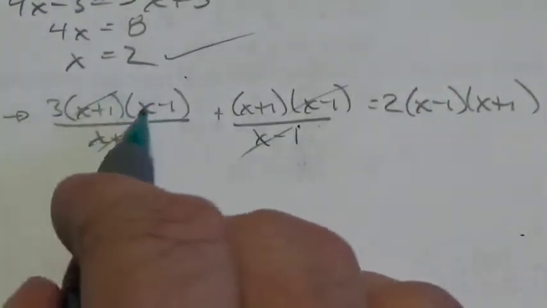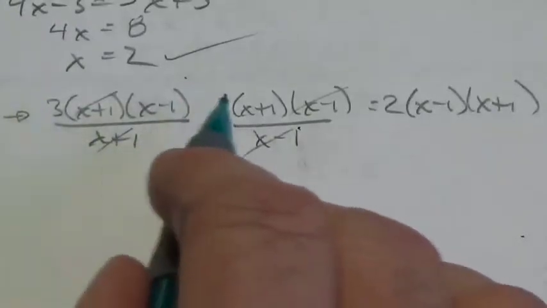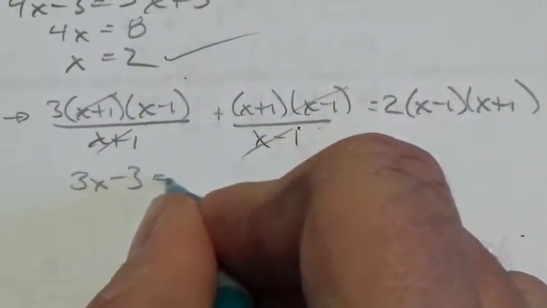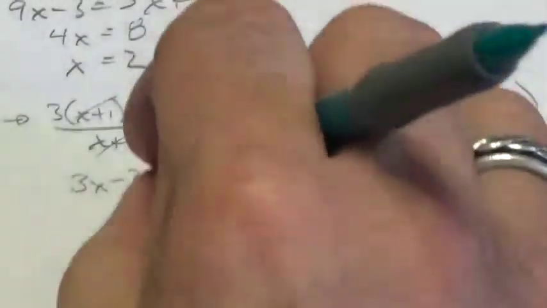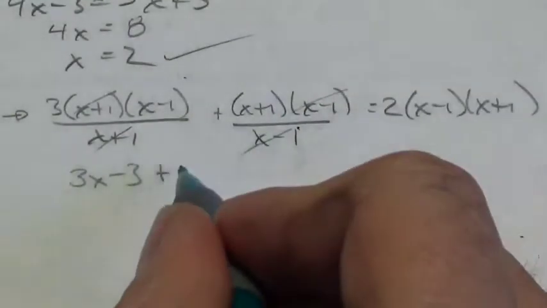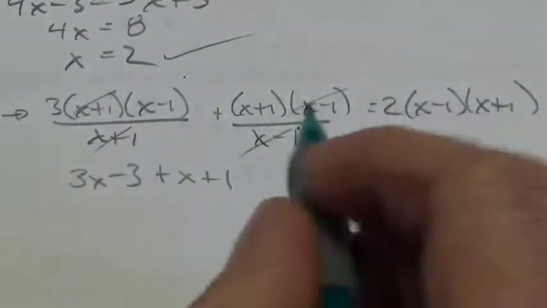So now I'm just going to distribute the coefficients through what I'm left with here. So on the left-hand side, I'll get 3x minus 3. Here the not equals. Sorry, not equals, plus. Here, the leading coefficient is just 1, so when I distribute that through, x plus 1.